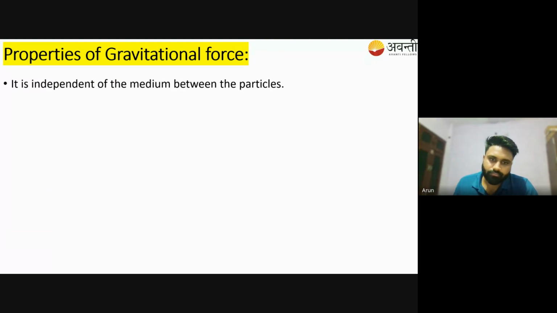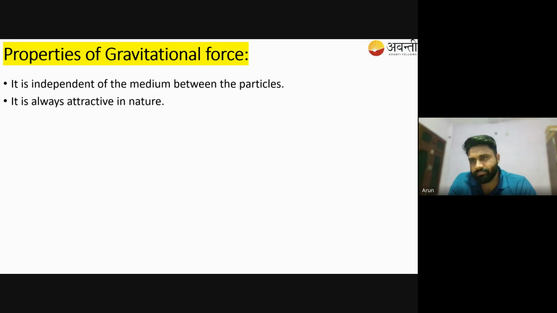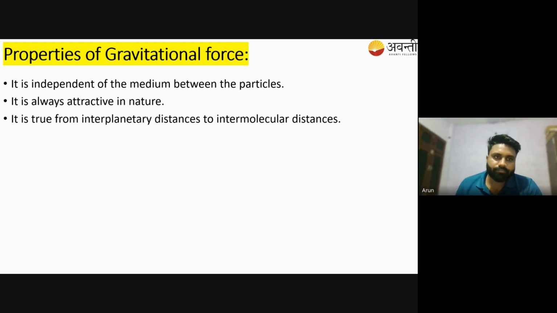Next point, it is always attractive in nature. You have seen the magnet. It can attract or repel both. But this force of gravitation is always attractive in nature. It is its property. It will always be attractive, means it's always trying to attract the other particle. Got it?